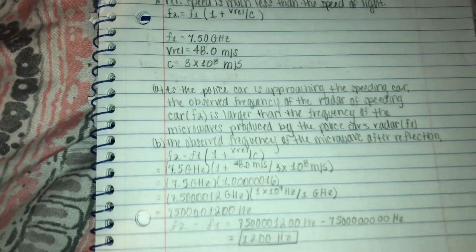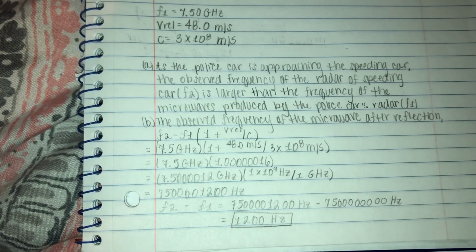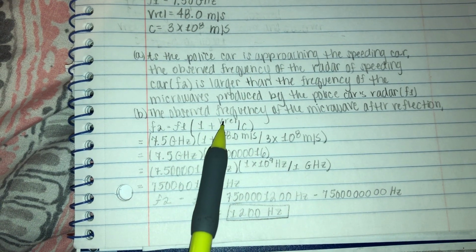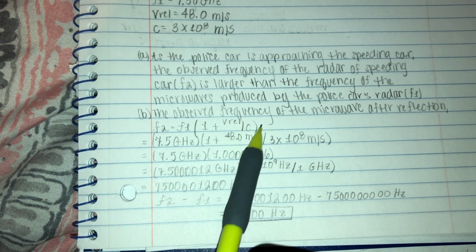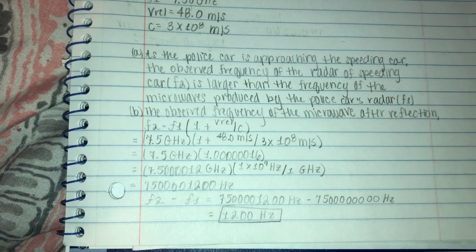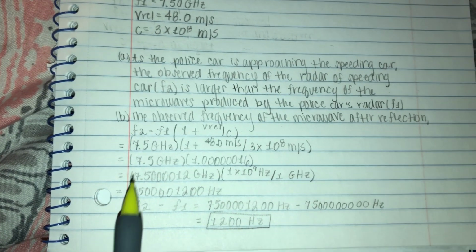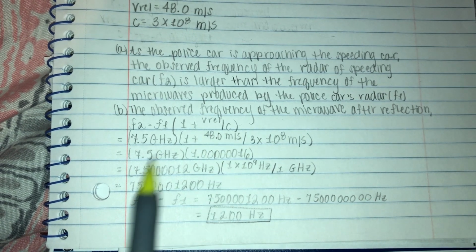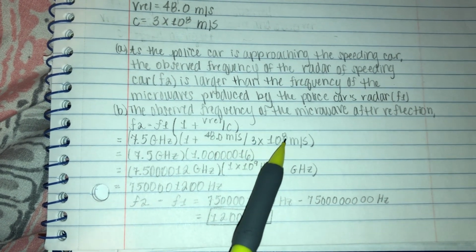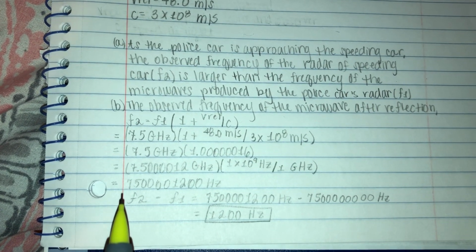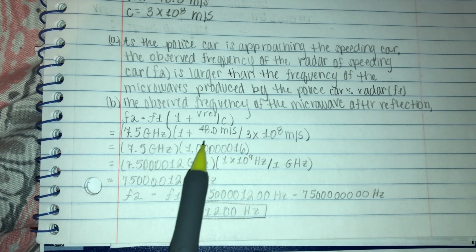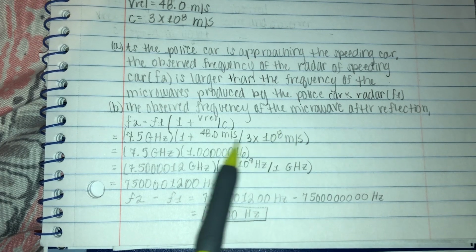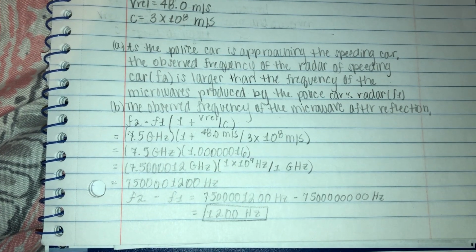And then for B, it says find the frequency difference between f2 and f1. So f2 equals f1 times 1 plus the v rel divided by our c. So we plug that into the equation. That gives us 7.50 gigahertz, and then 1 plus 48 meters per second divided by 3 times 10 to the 8th. And then we just bring that down, our 7.5 gigahertz, and this is that equation plugged into our calculator.